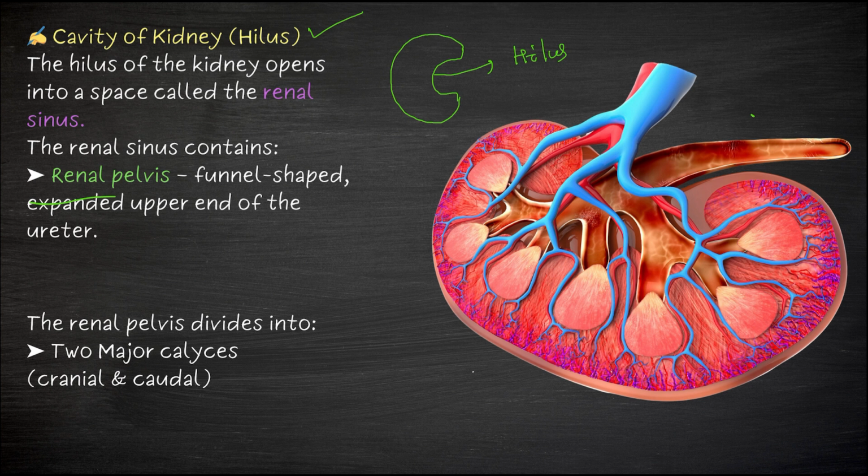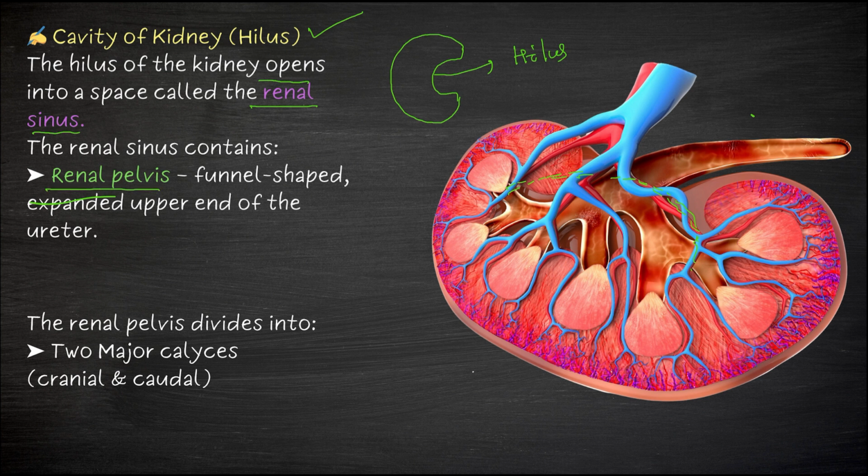The hilus of the kidney opens into a space that is called the renal sinus. So here you can see this whole area, this dotted area I am marking. This whole area is the renal sinus. What does the renal sinus contain?